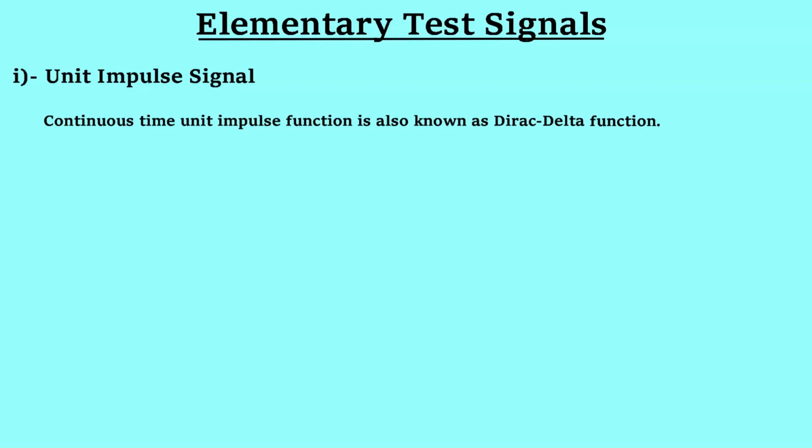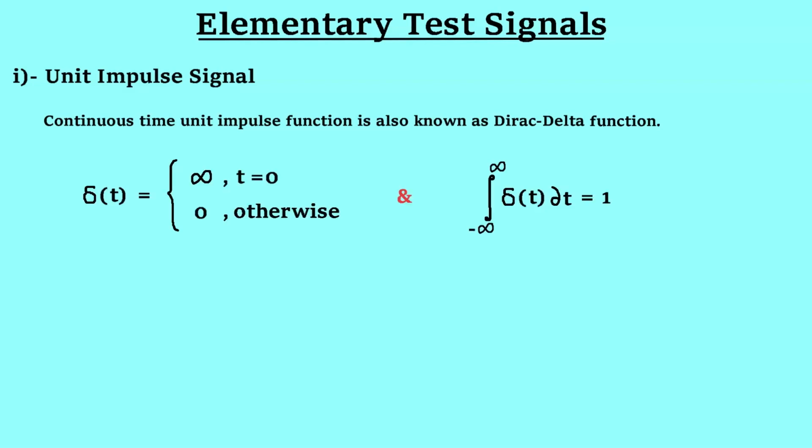In this lecture we will see a few important signals. The first signal is the unit impulse signal. The continuous time unit impulse signal is also known as the Dirac delta function. The unit impulse signal is defined as infinity at t equal to 0, otherwise its value is equal to 0. Also, its area under the graph is considered to be equal to 1.